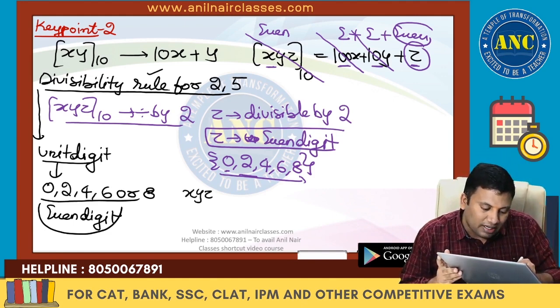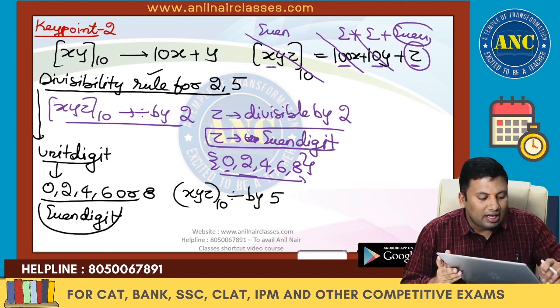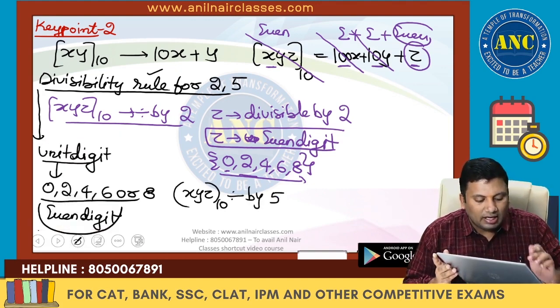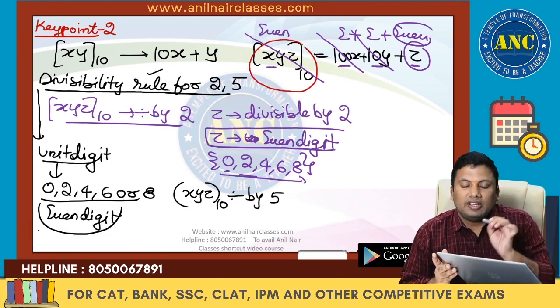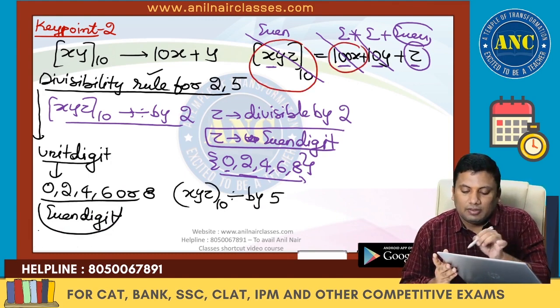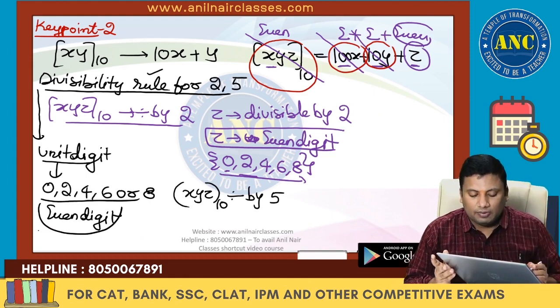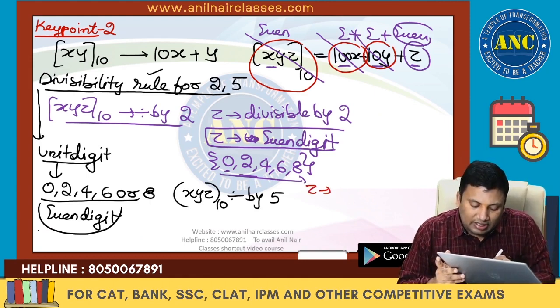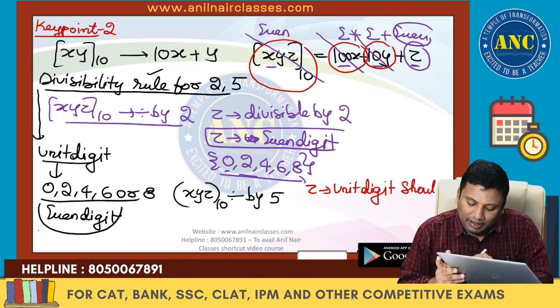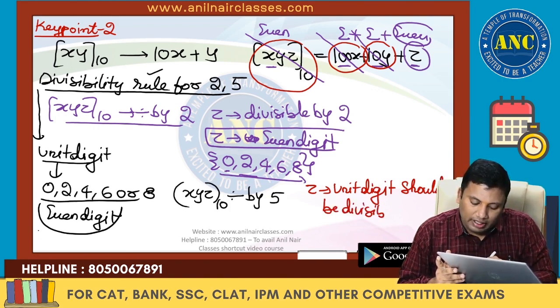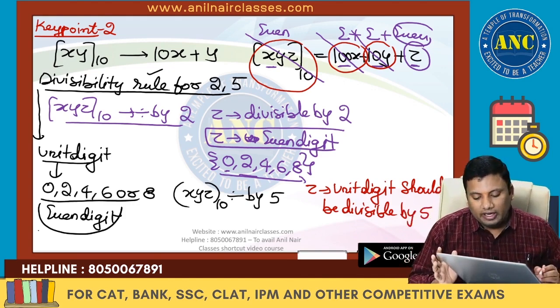Suppose XYZ in base system 10 is divisible by 5. If this is divisible by 5, 100 is divisible by 5, so 10Y should be divisible by 5. That means Z, which is nothing but the unit digit, should be divisible by 5. The unit digit should be divisible by 5.